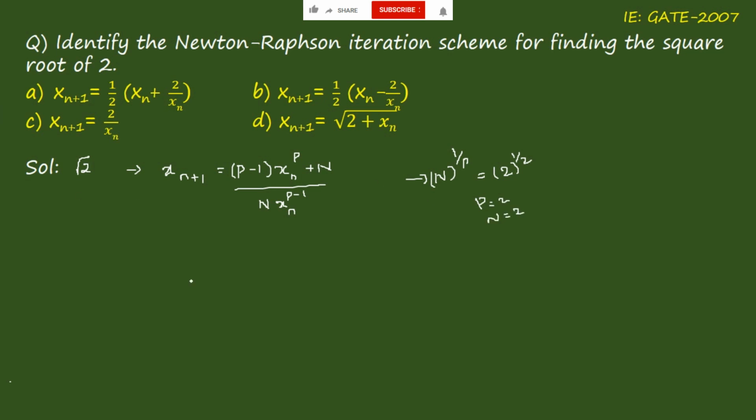So just substitute the values, then you get x of n plus 1 is equal to (2 minus 1, it becomes 1) x of n square plus 2, by 2 into x of n power 1, right? Which is equal to 1 by 2 into x of n plus 2 by x of n. So the square root of 2 is nothing but option A.